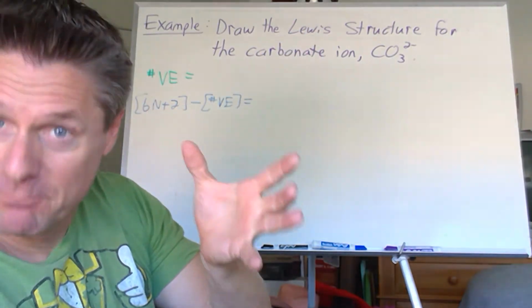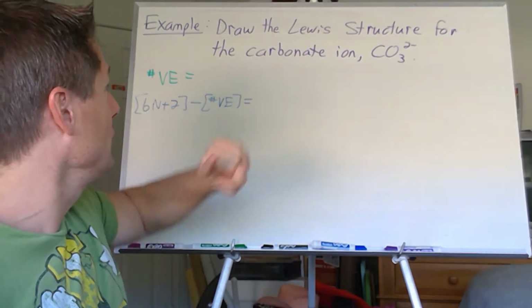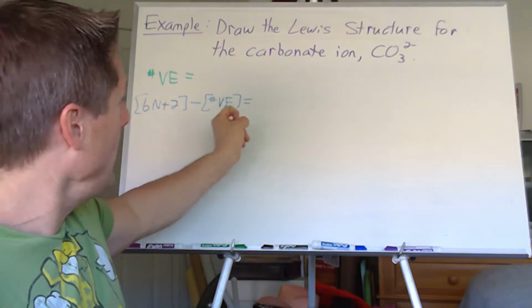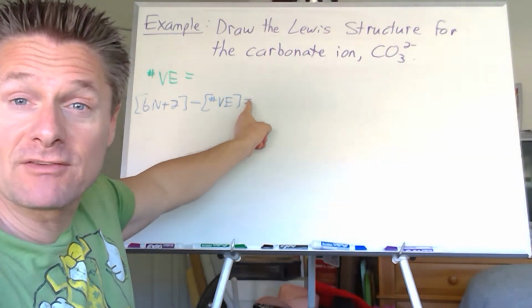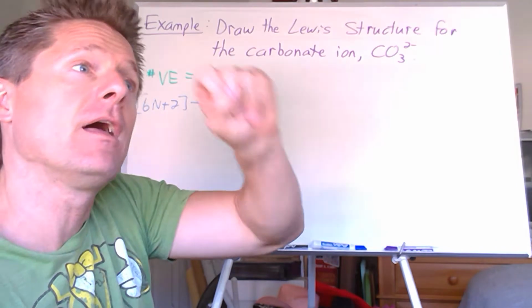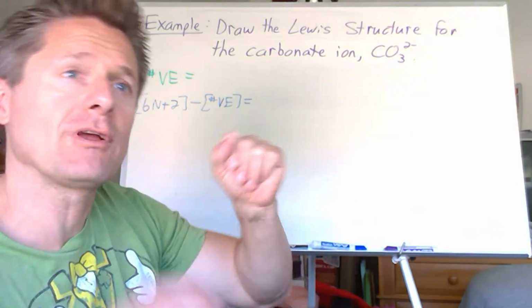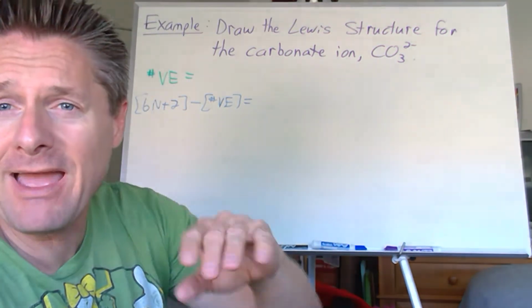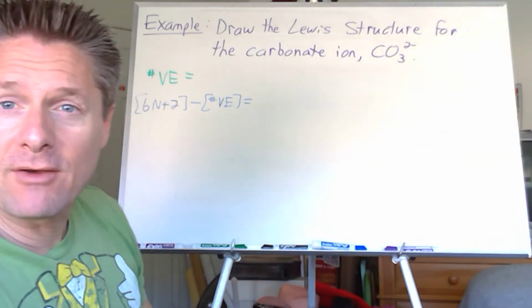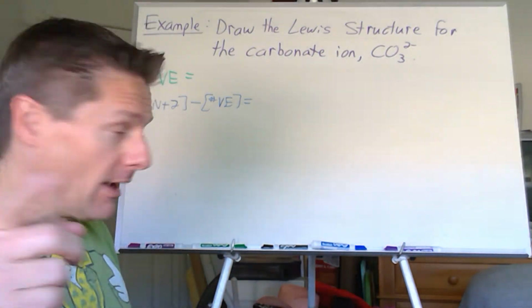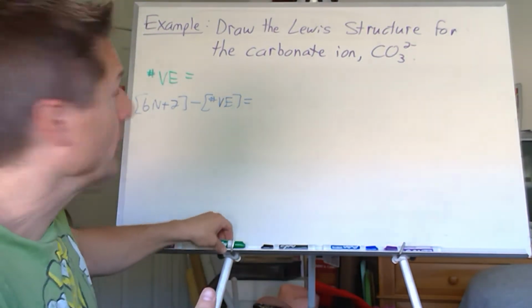So please pause this and do the number of valence electrons, step 1, 6n plus 2 minus number of valence electrons, step 2, step 3, central atom, step 4, skeletal structure, place in the multiple bonds, step 5, add all the lone pairs and check it. Do all that for me real quick, all right? And I'll walk through it here.